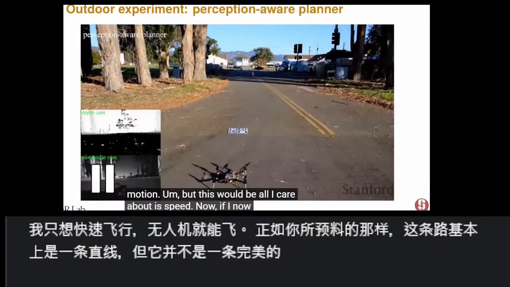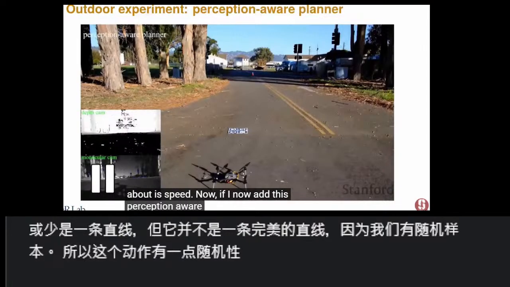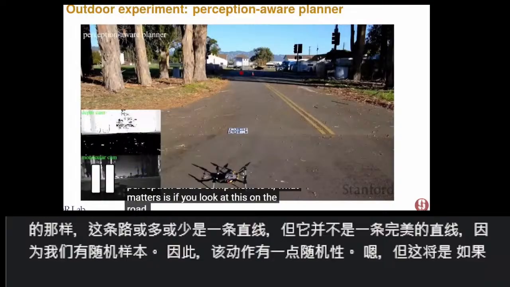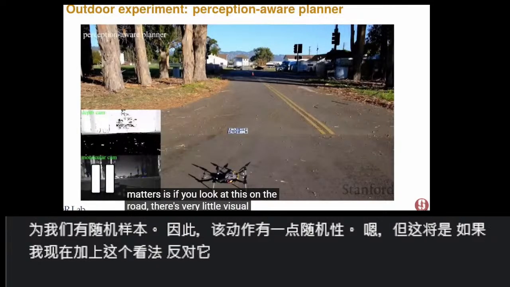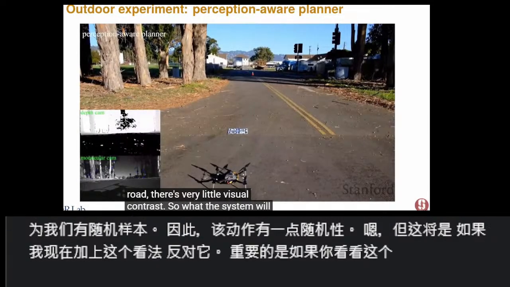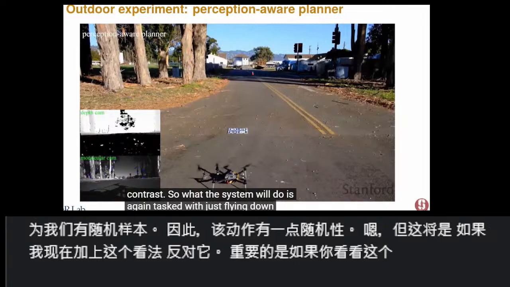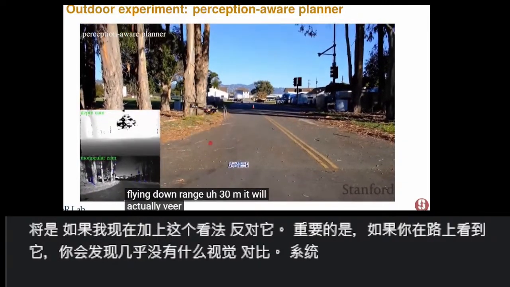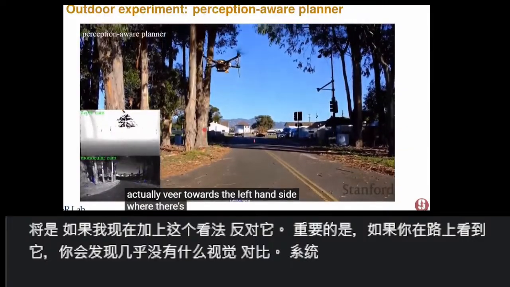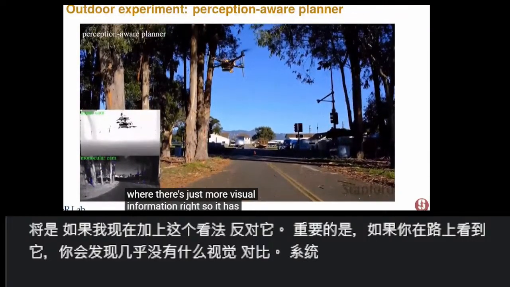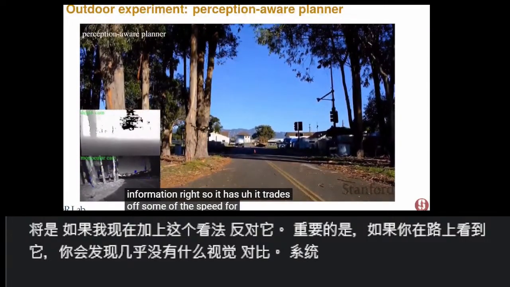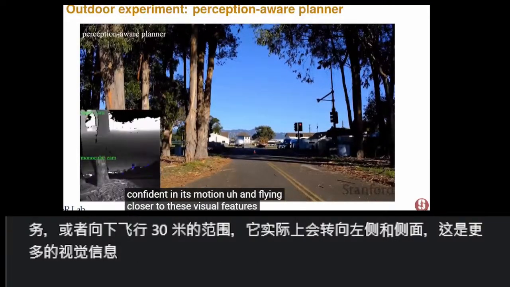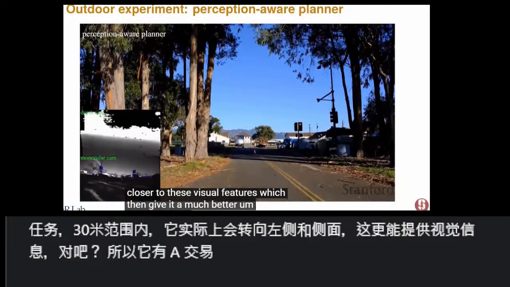Now, if I add this perception-aware component to it, what matters is, if you look at the road, there's very little visual contrast. So the system, again tasked with just flying down range 30 meters, will actually veer towards the left-hand side where there's more visual information, right? It trades off some of the speed for being more confident in its motion and flying closer to these visual features, which give it a much better understanding of where it is.